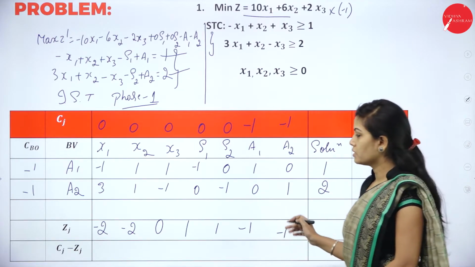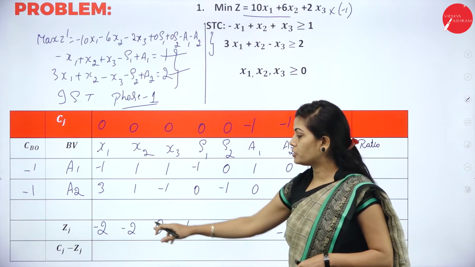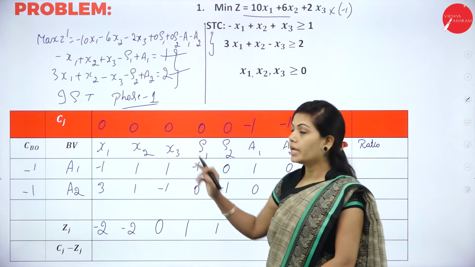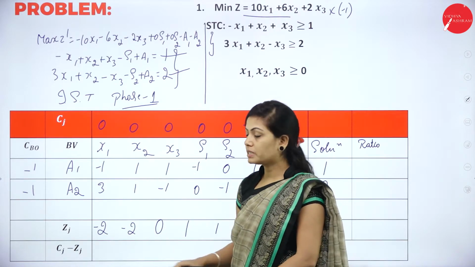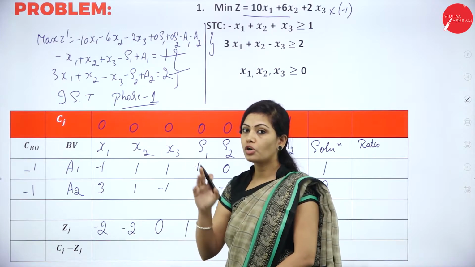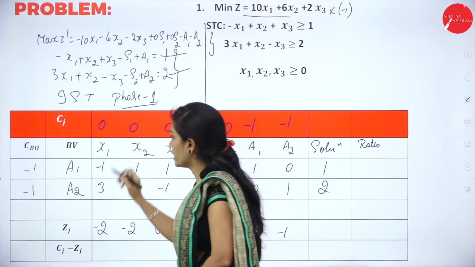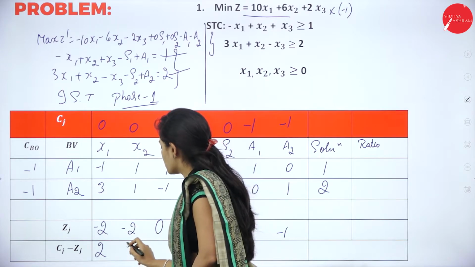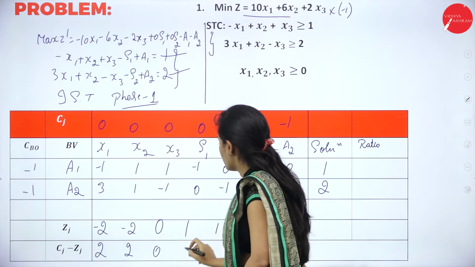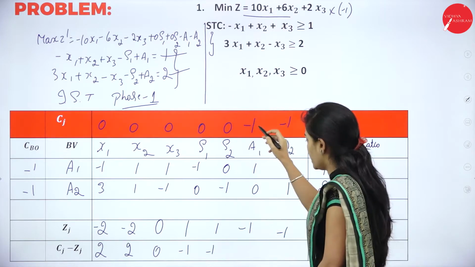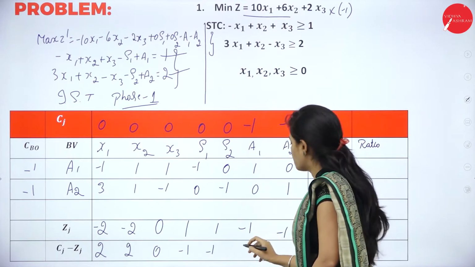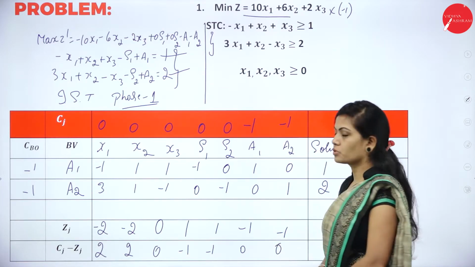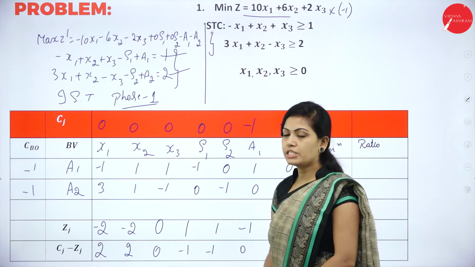Now you can find the Cj. Just observe this Zj value. In the simplex method, the Zj value is always 0 in the initial simplex table. In the two-phase method and the Big M method, the Zj value is not 0. So now you can find Cj minus Zj. 0 minus of -2 is plus 2. 0 minus of -2 is plus 2. And 0 minus 0 is 0. 0 minus 1 is -1, 0 minus 1 is -1. Then -1 minus of -1 is plus 1, so -1 plus 1 is 0. -1 minus of -1 is plus 1, so -1 plus 1 is 0. So this is your Cj minus Zj value.